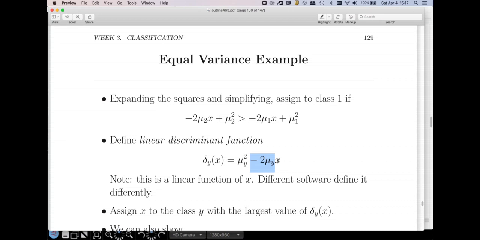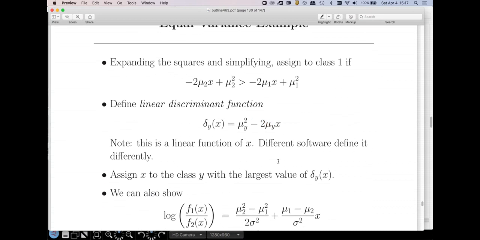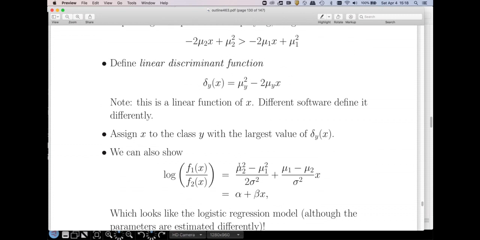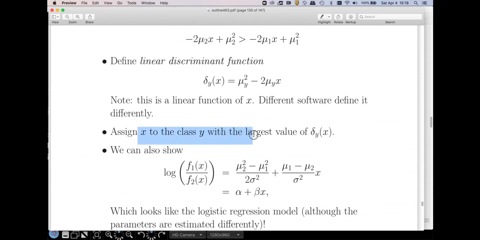That's a linear function. So the point is, what you could do is just go compute your discriminant functions for each of the classes and assign x to the one with the largest discriminant function. So that's basically what I said right here. Assign x to the class y with the largest value of the discriminant function.